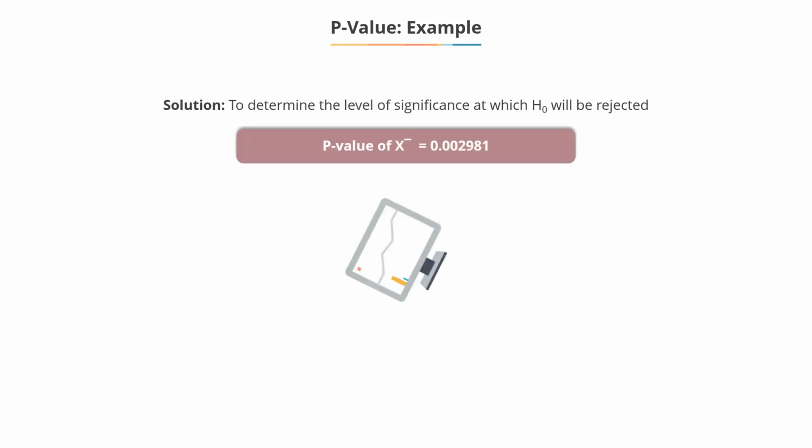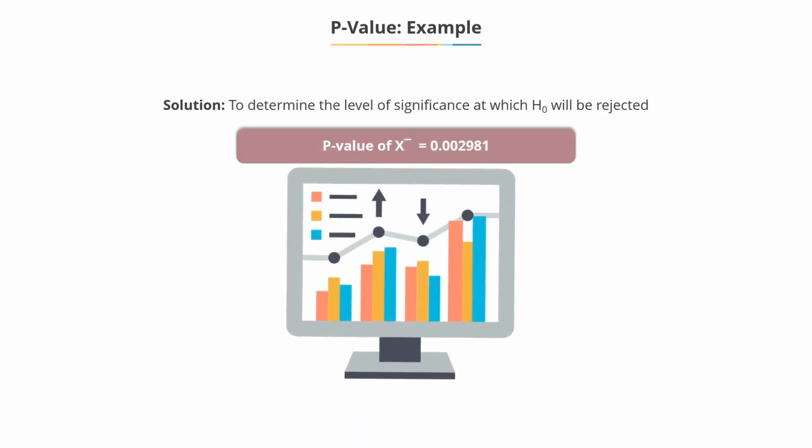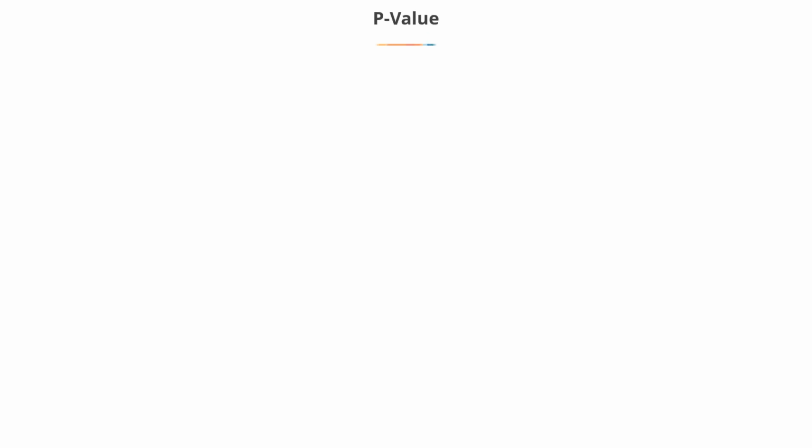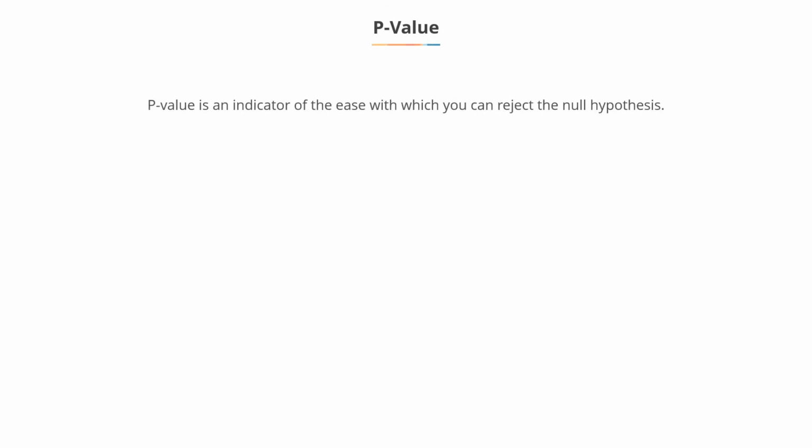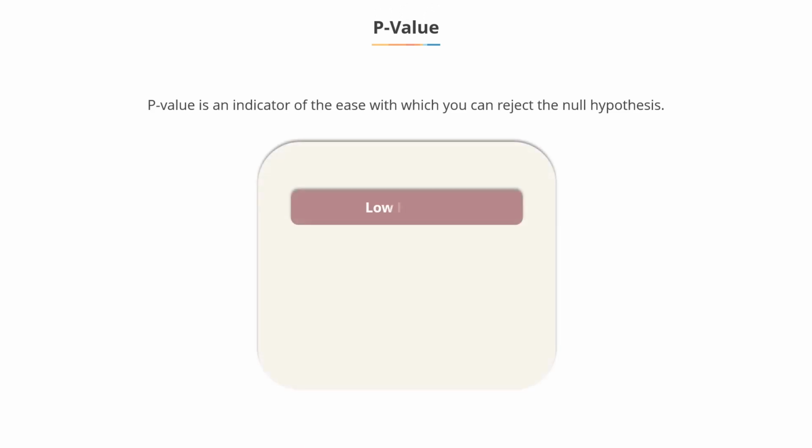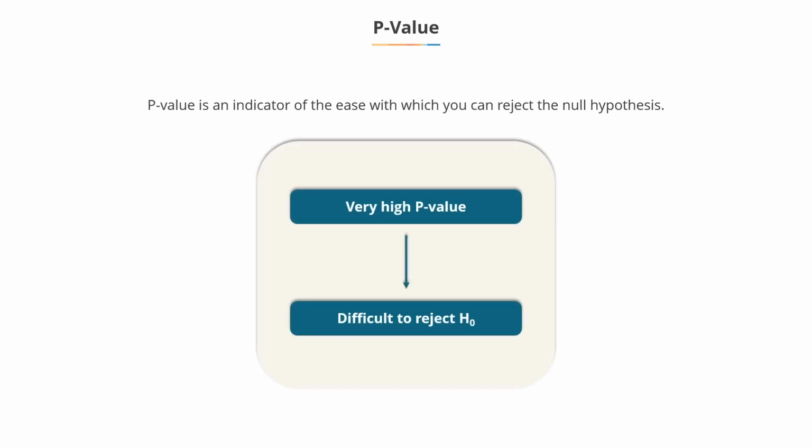Then the p-value of the test for the given value of X bar is 0.002981. P-values will vary for different values of X bar. The p-value is an indicator of the ease with which you can reject the null hypothesis. When the p-value is low, for example 0.002, you can easily reject the null hypothesis. In contrast, if the p-value is very high, it is rather difficult to reject the null hypothesis.